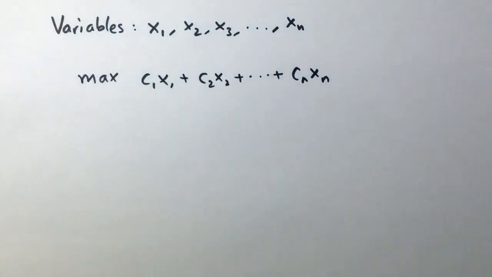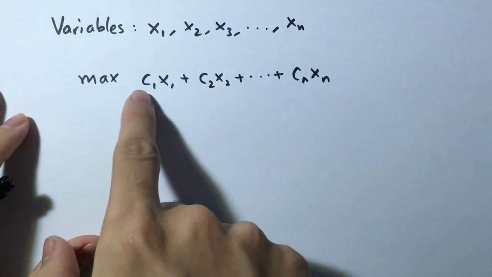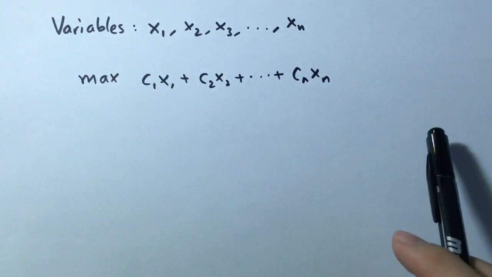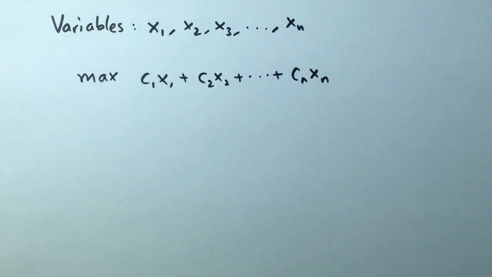Maximizing objectives might be, for example, we want to maximize profit. So this will be the expression for your profit. What are you trying to maximize in your optimization problem? You can note here that it is, in fact, a linear equation, which is why it's called linear programming.